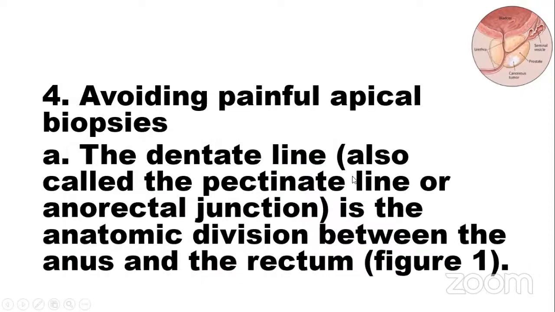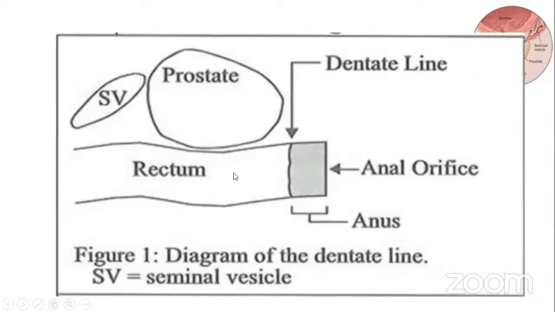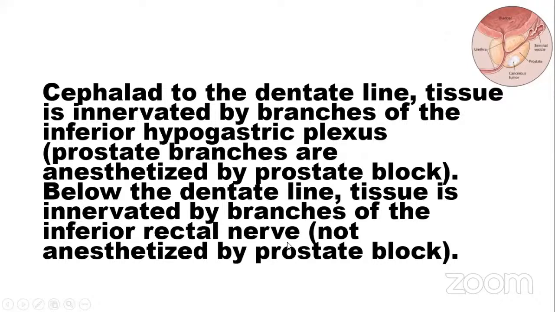Okay, so it's also called the pectineal line, or anorectal junction, the anatomic division between the anus and the rectum. So this is the rectum and this is the anus, with the anatomical division here by the dentate line. Above the dentate line, tissue is innervated by branches of the inferior hypogastric plexus. Prostate branches are anesthetized by prostate block. Below the dentate line, tissue is innervated by branches of the inferior rectal nerve, not anesthetized by prostate block.